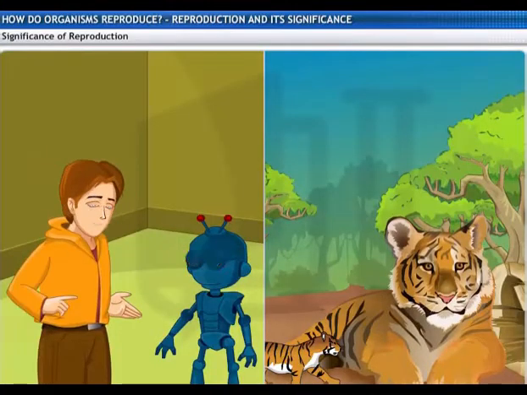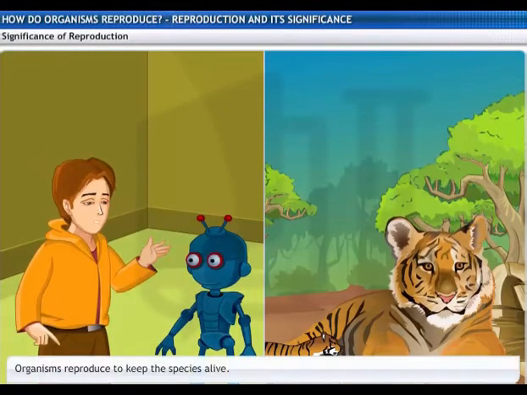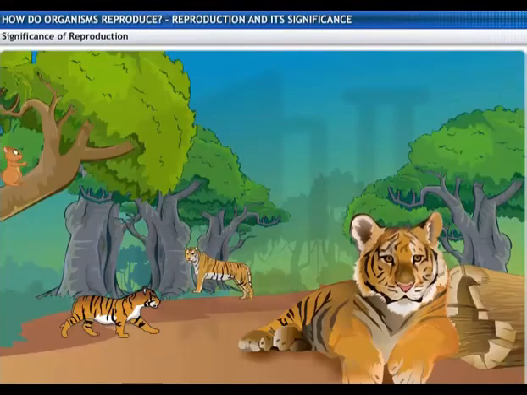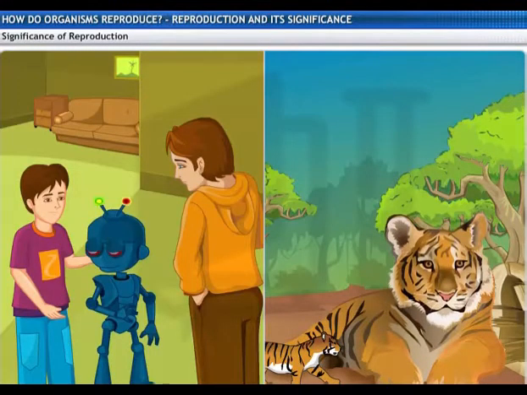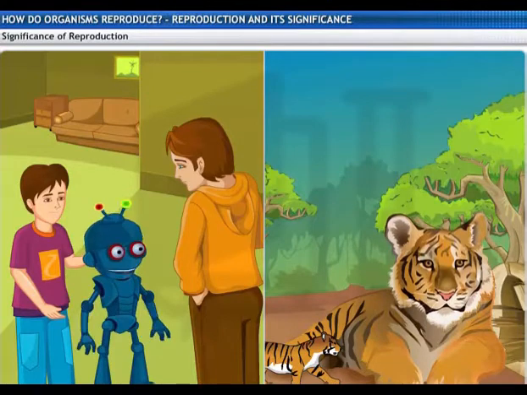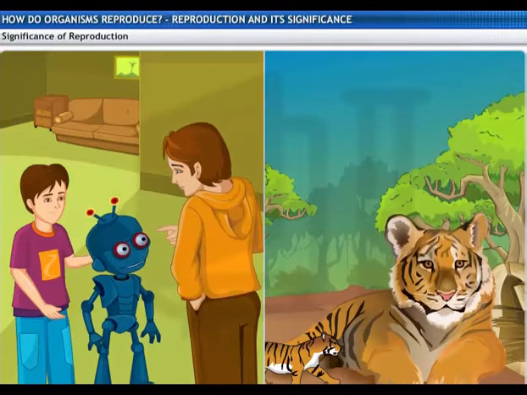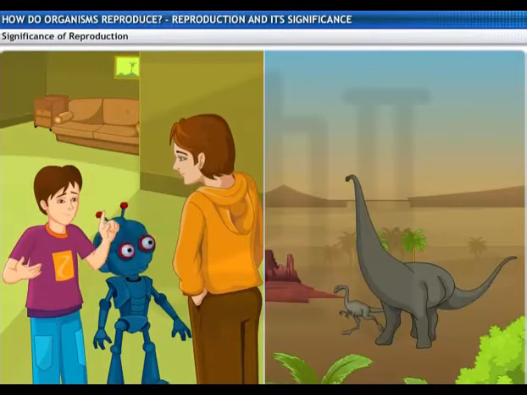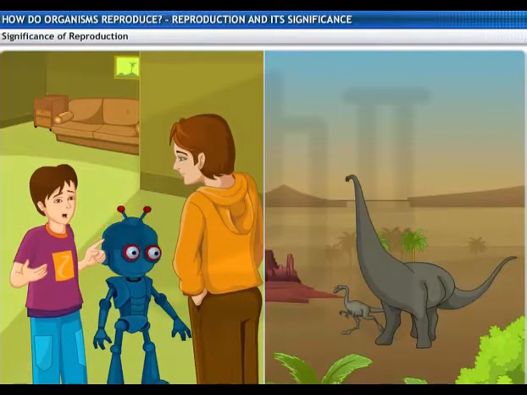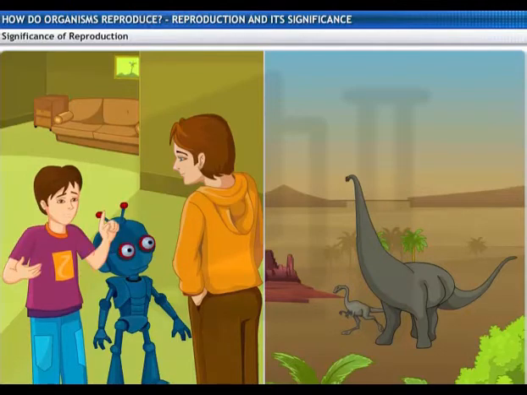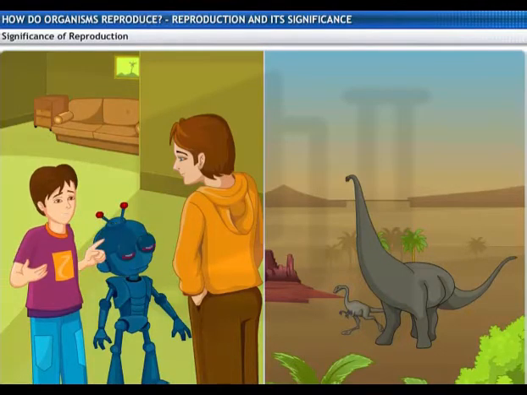So, as I was saying earlier, organisms reproduce to keep the species alive. For example, if tigers don't reproduce, we won't be able to see any more tigers in a few years. So, reproduction makes a new individual? You got it. But wait a minute, Sam. How did dinosaurs become extinct then? Didn't they reproduce?